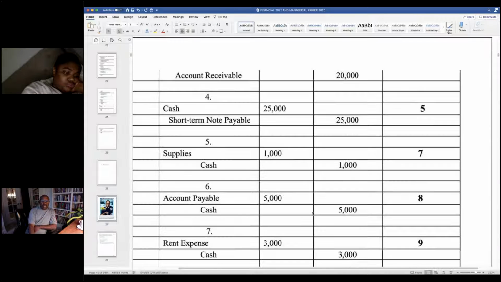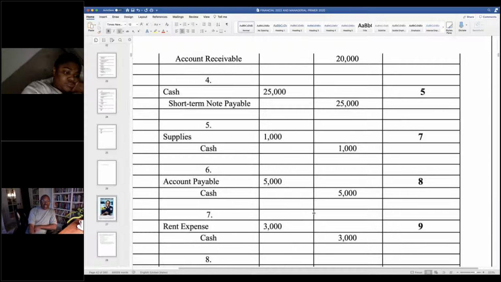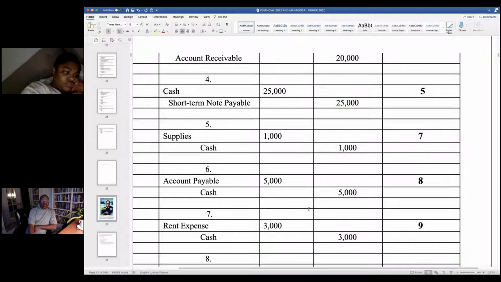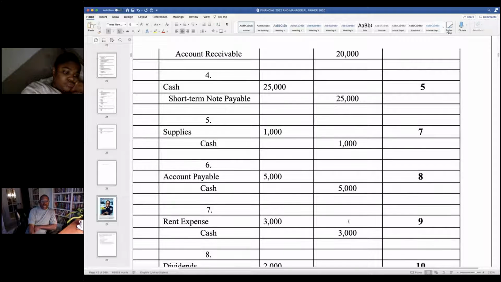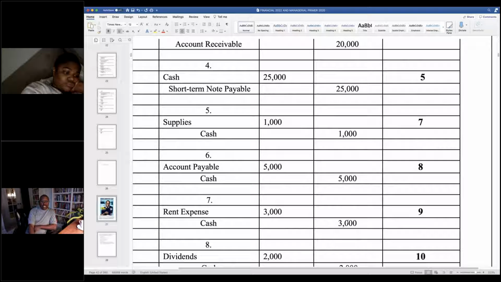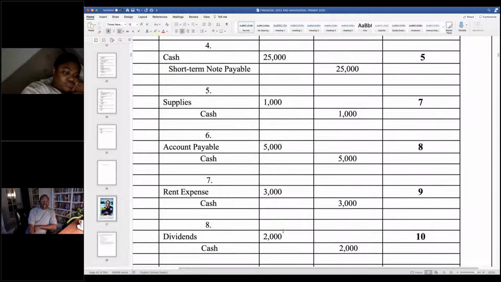And now we're into the paying journal entries. We paid on accounts payable. We debit accounts payable, credit cash. Then we pay rent, debit rent expense, credit cash. We pay dividends, debit dividends, credit cash.